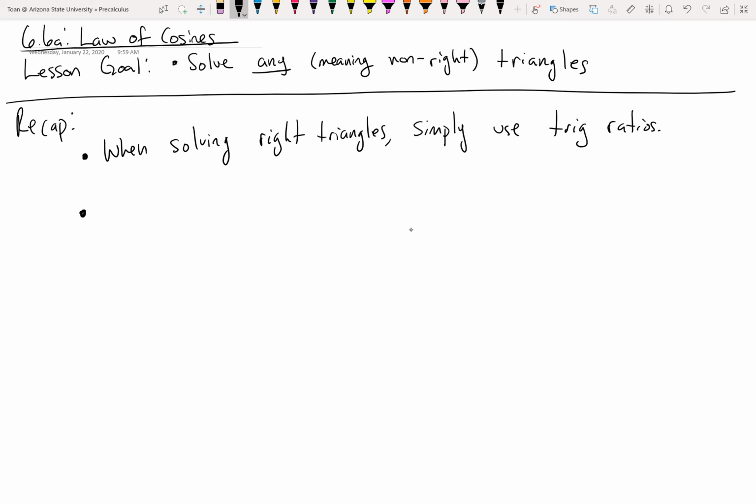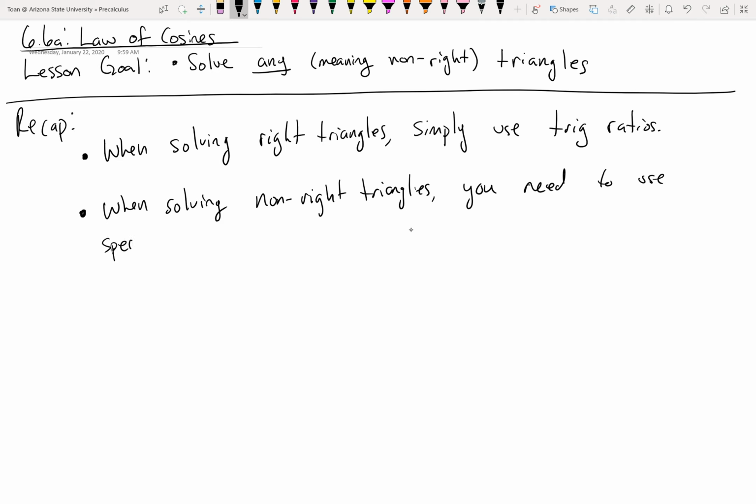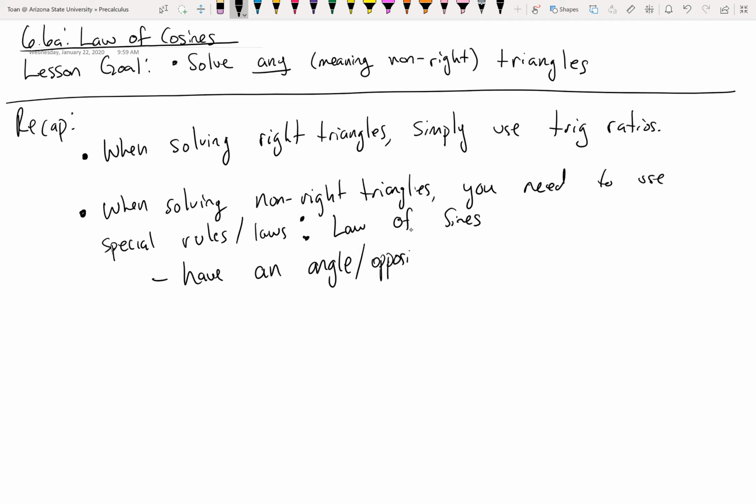The only time you need to fuss is when solving non-right triangles. You need to use special rules or laws. And the only one we've talked about so far is the law of sines. When do you typically use law of sines? When you have an angle and an opposite side pair.